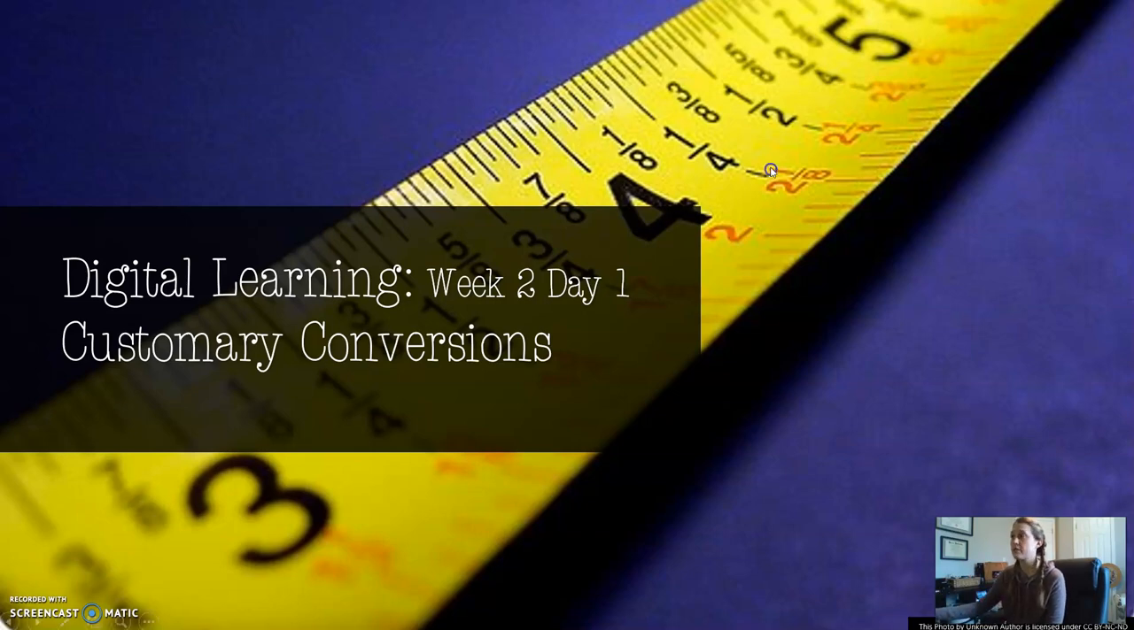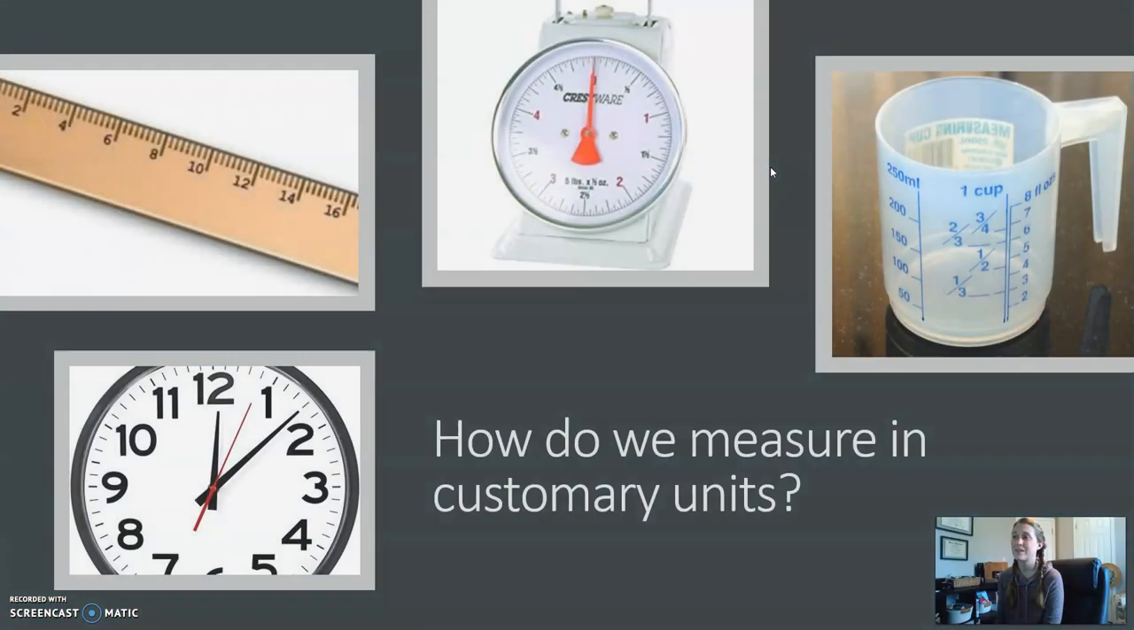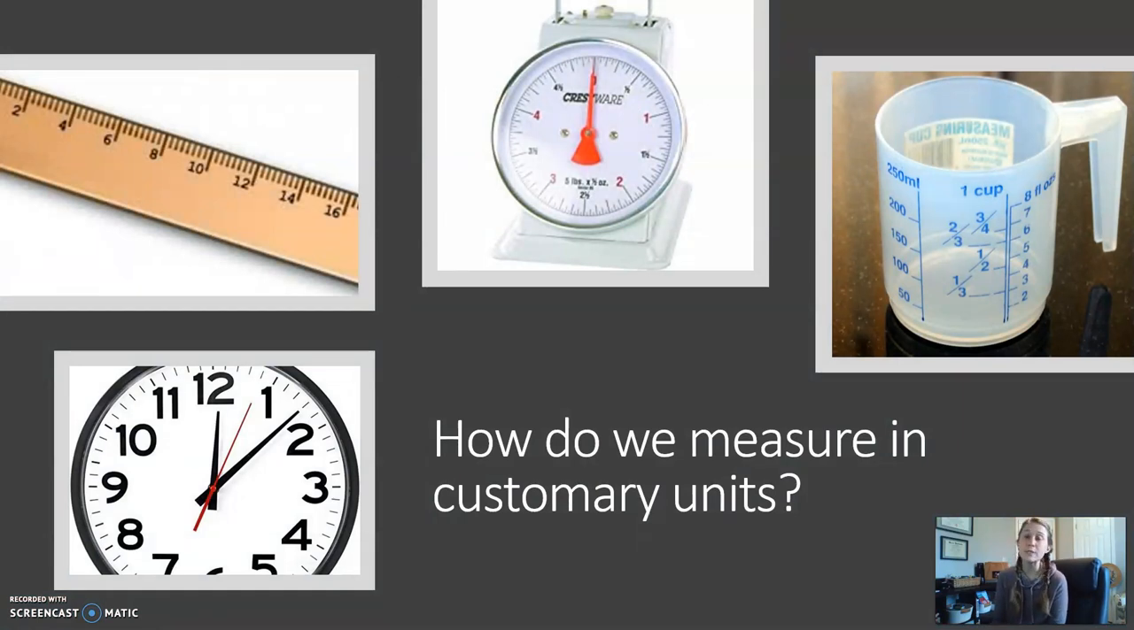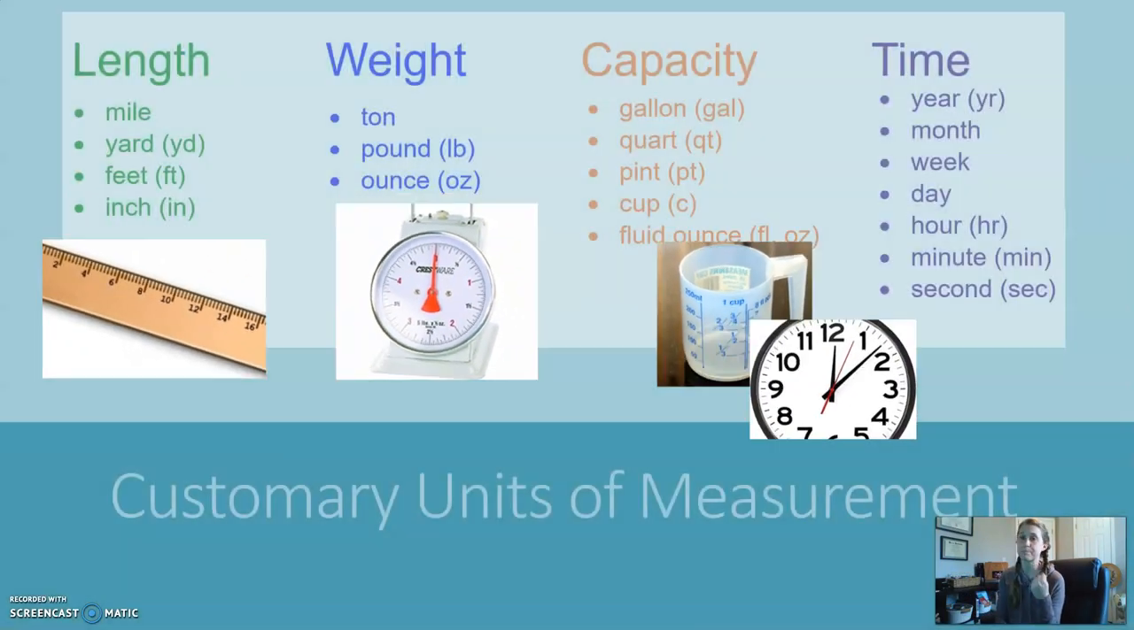So to start us off, how do we measure in customary units? Well, same as we do with metric units. We can measure the length of something, the weight of an object, the capacity, how much liquid something can hold, as well as time. So we're still looking at those 4 areas of measurement.